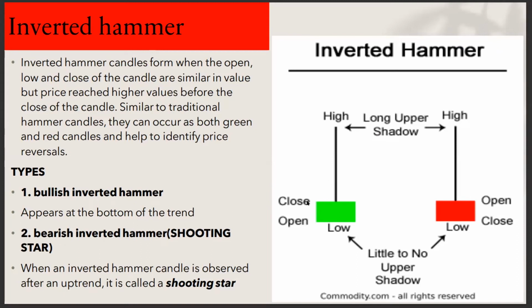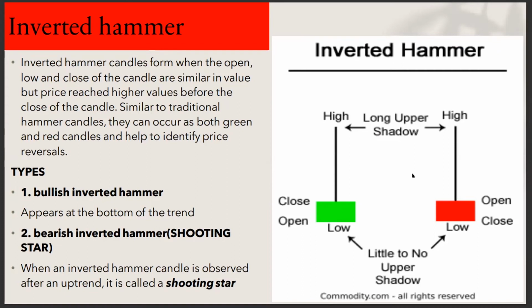Now, whenever this is formed at the bottom of a downtrend, it will be called a bullish inverted hammer. From here, the price will reverse, and you can take a bullish long trade. And whenever you see this pattern at the top of an uptrend, this will signify a shooting star. It will be called a shooting star.